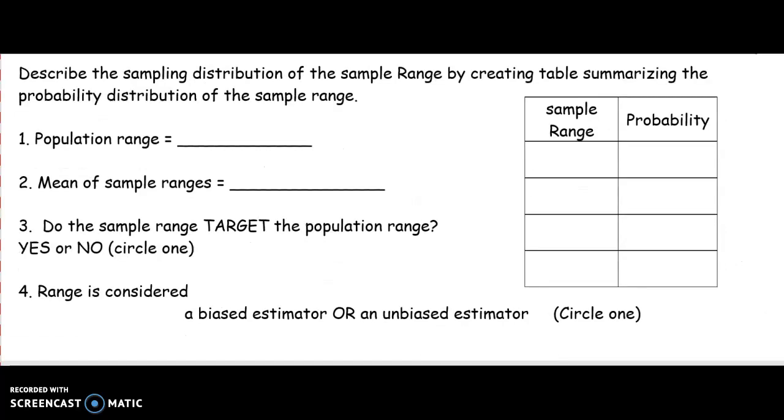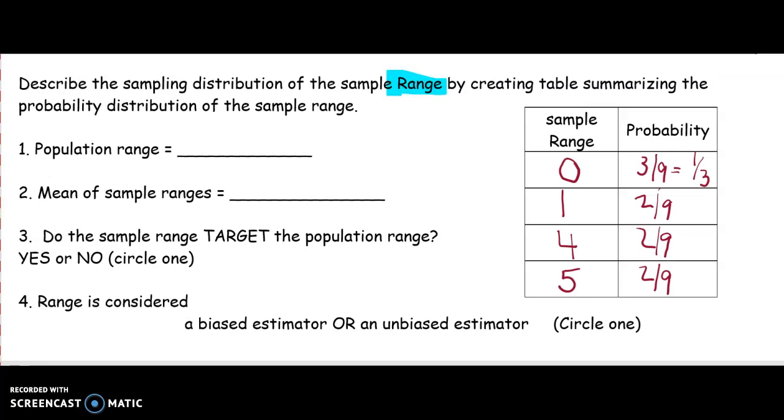For our final example, we'll do the sampling distribution of a range. And once again, if you're feeling comfortable, go ahead and pause the video, do out the whole problem, and then check your answers with us. Here on the right, you can see our condensed table. The sample range of 0 has a probability of 1/3 because 3 of the samples had a range of 0. The sample range of 1 has a probability of 2/9. 4 has a probability of 2/9, and 5 has a probability of 2/9.